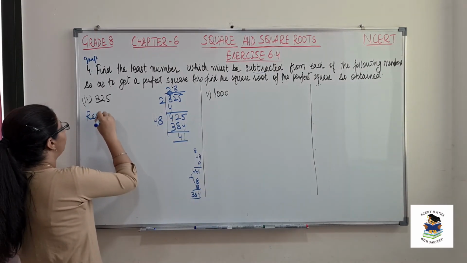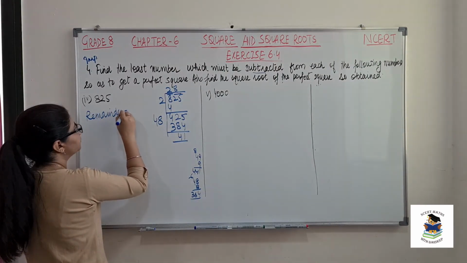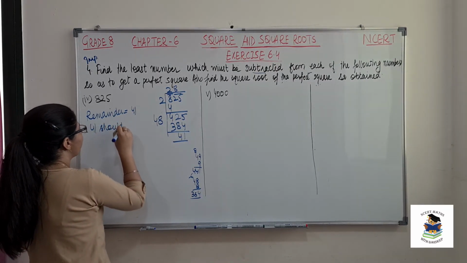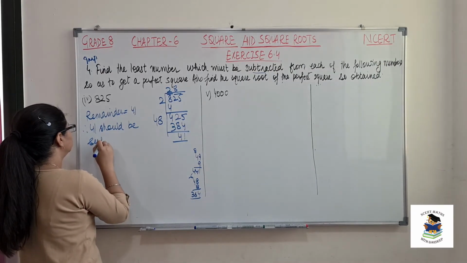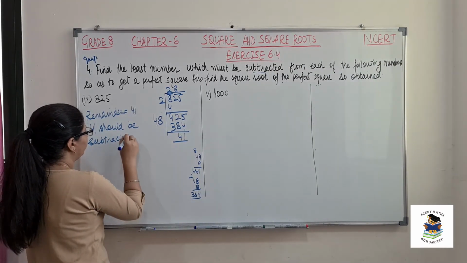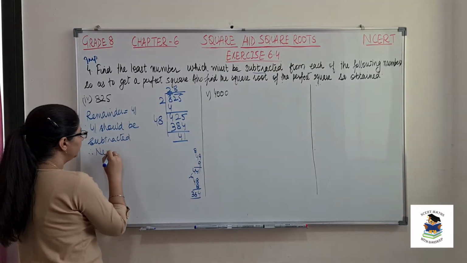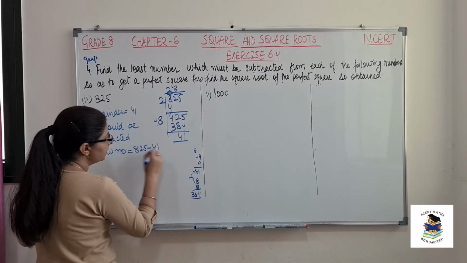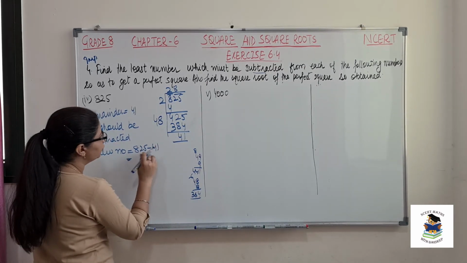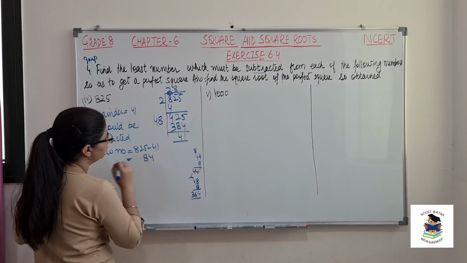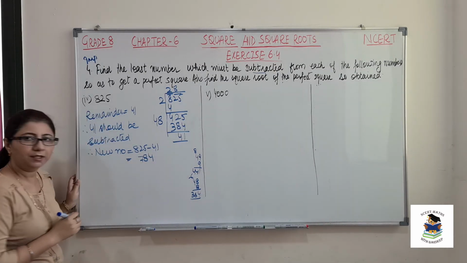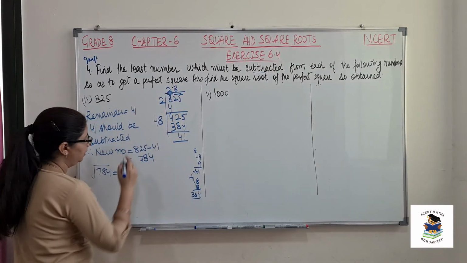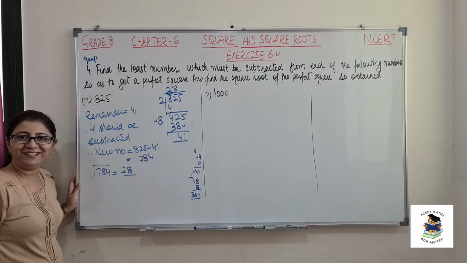So we will write remainder is 41. Therefore 41 should be subtracted. Okay, then what is the new number? 825 minus 41. Okay, so 5 minus 1 is 4, 12 minus 4 is 8, and then 784. And what is square root of 784? Our quotient, that is 28, right?